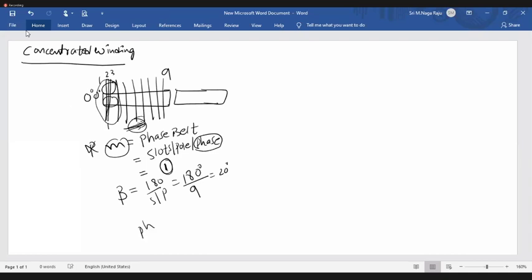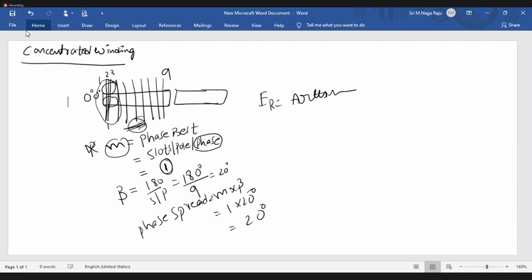Now tell me what is the value of phase spread. Phase spread is M into beta, that is 1 into 20, that is 20 degrees. So now the resultant EMF is the arithmetic sum. Phase belt is 1. Clear?